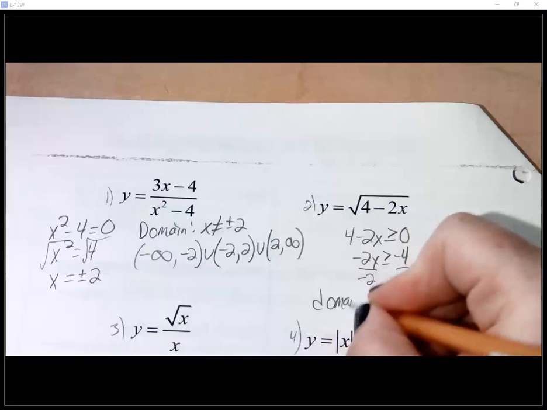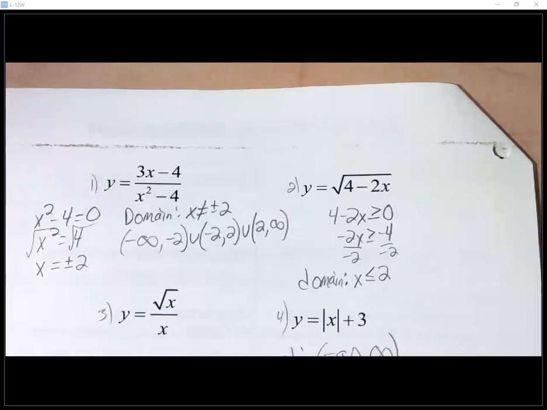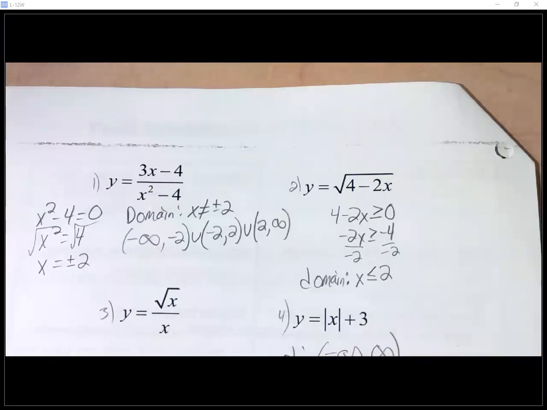Try writing that in interval notation. If you can have any value less than or equal to 2, how do you write that? Whenever you divide both sides by a negative or multiply, you got to flip that symbol over.